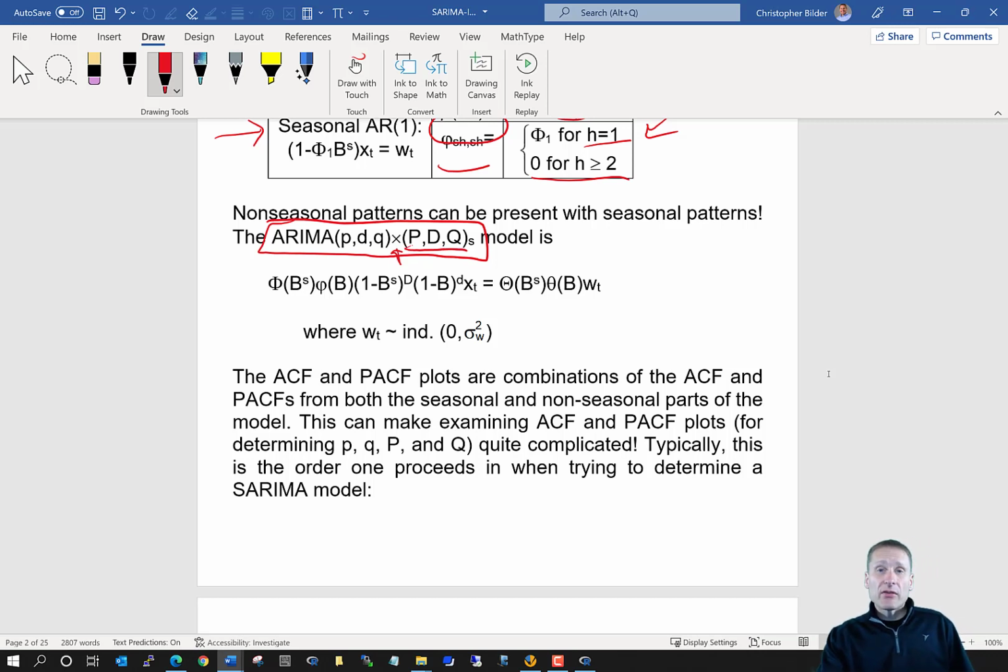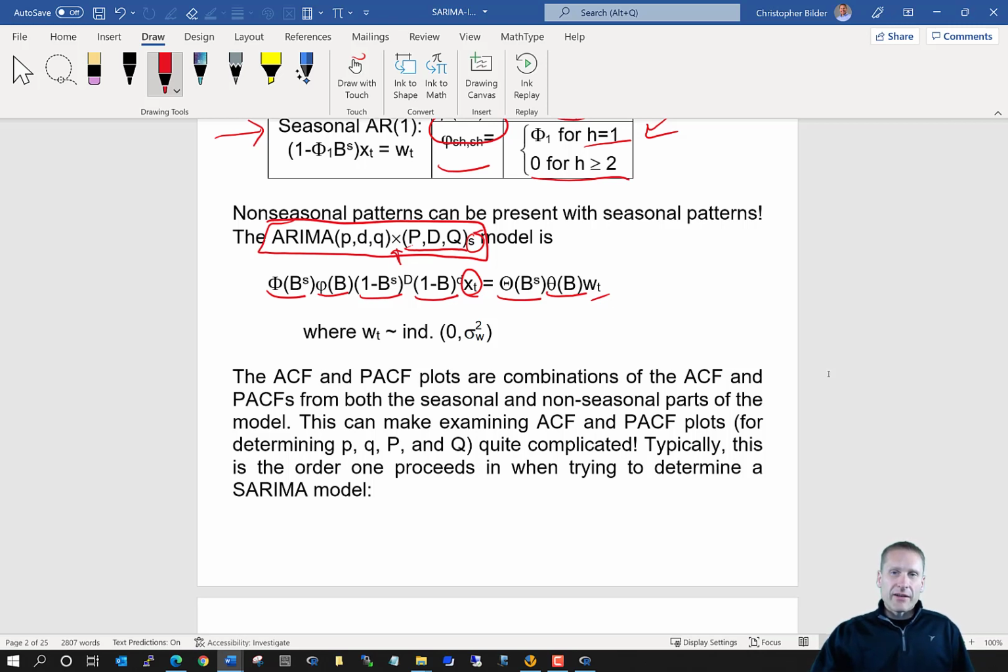Then we have the seasonal component using capital P, capital D, capital Q. And then in the subscript here, we have little s to indicate what that seasonality is. And this is what our model looks like: the seasonal AR operator, the non-seasonal AR operator, differencing for the seasons, the differencing for the non-seasons, x of t, the moving average seasonal operator, the non-seasonal moving average operator, and finally your white noise. So you can see these models can be rather complicated.